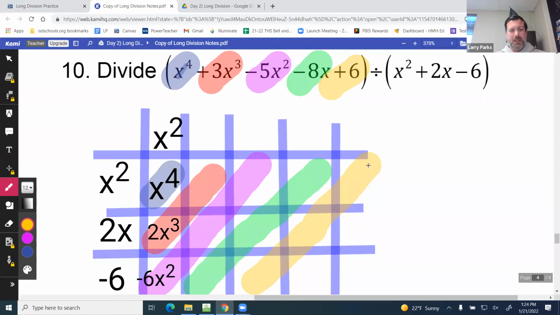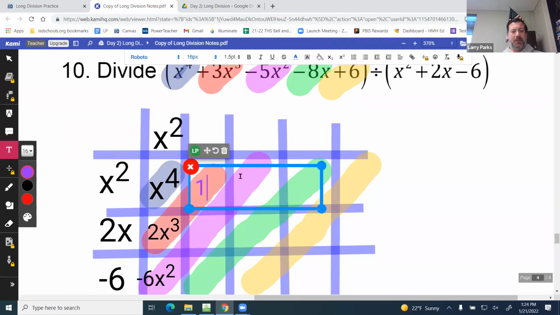All right, so let's go back. I have a 2x cubed. I want a 3x cubed. 2 plus what's 3? That'd be 1. So this needs to be a 1x cubed.